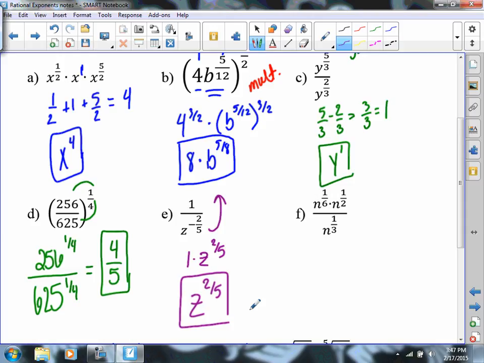Okay, so those rules for negative exponents still apply. If it's negative in the numerator, move it down to the denominator. If it's negative in the denominator, move it up to the numerator.